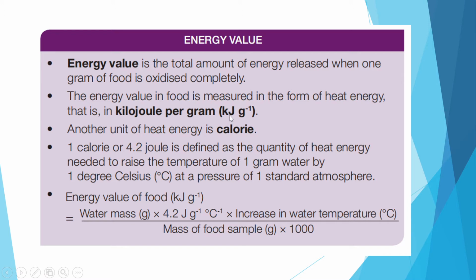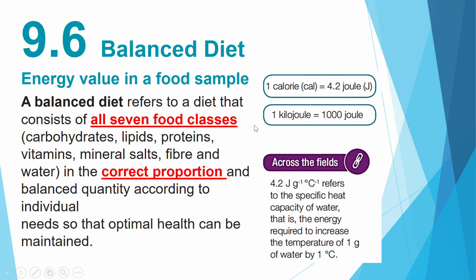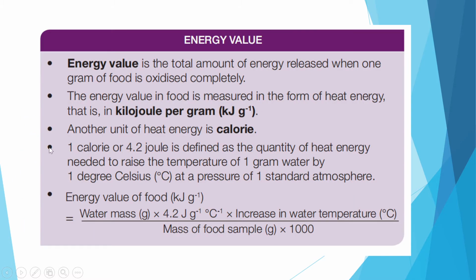Okay, that is kilojoule per gram. Another unit of heat energy is calorie. Okay, over here. So now this formula, energy value of food, kilojoule per gram is equivalent. This is how you count. There's a formula, okay, which is this one.